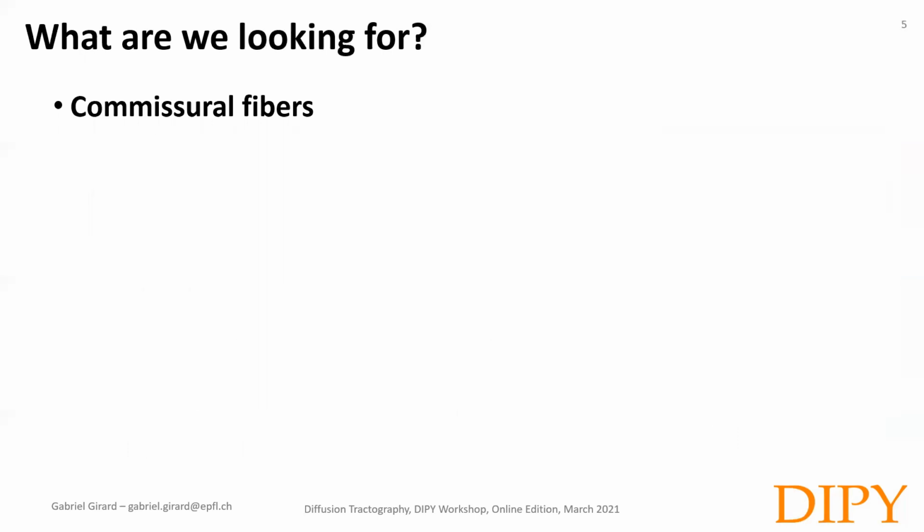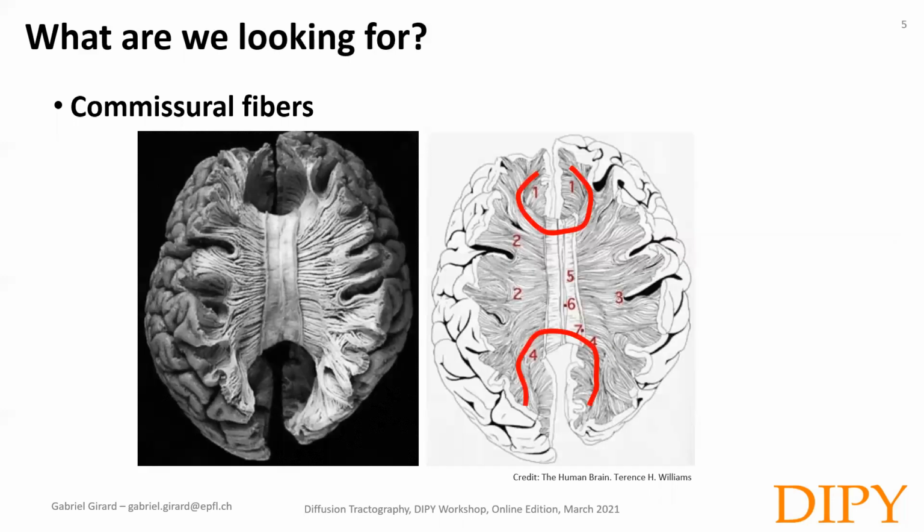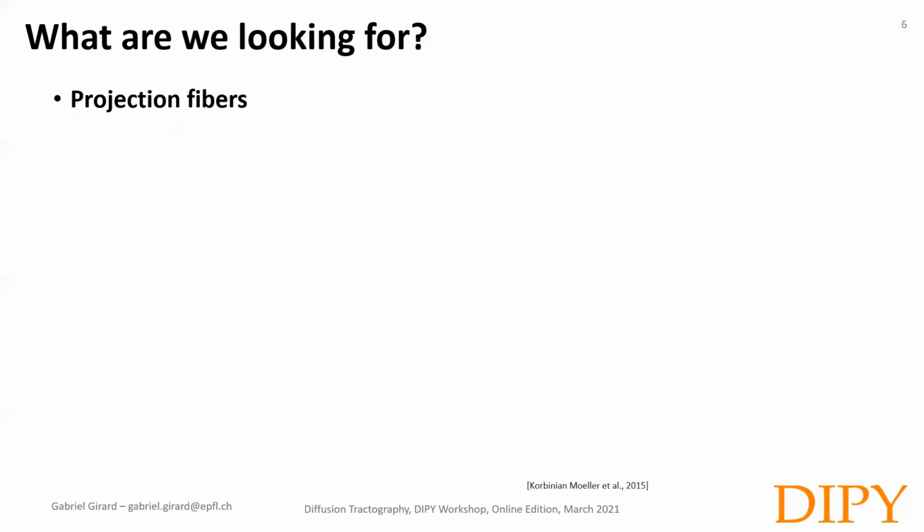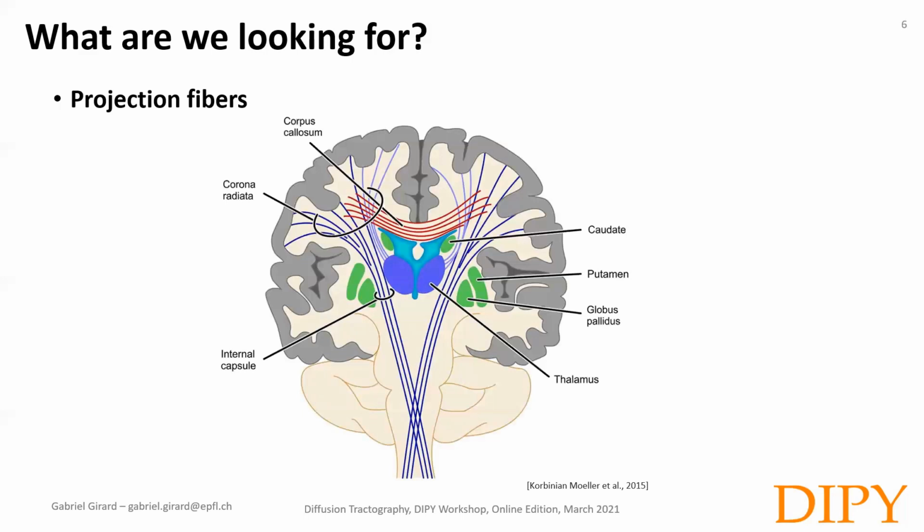Then we have the commissural fibers. They are white matter pathways connecting the two hemispheres. Finally, we have the projection fibers. They are the white matter pathways connecting the cortical gray matter to the subcortical gray matter or the brainstem and spinal cord.